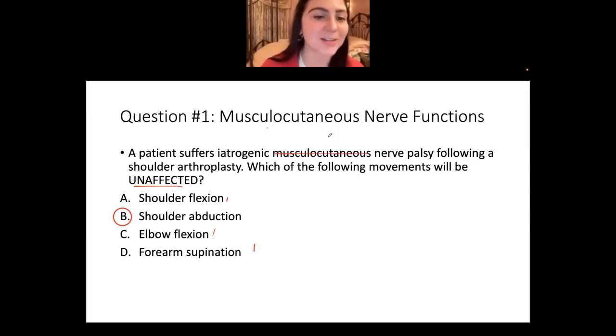Okay. But very good. Shoulder abduction is unaffected. That's not what the musculocutaneous nerve does. This would have been correct if it was shoulder adduction, bringing it in towards the body, which I know I didn't really show in the video. But it's more so shoulder flexion, elbow flexion, forearm supination.